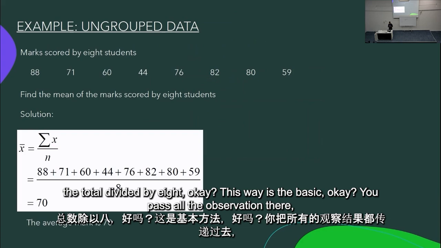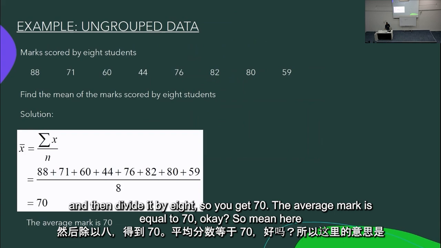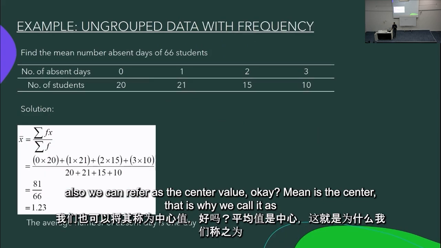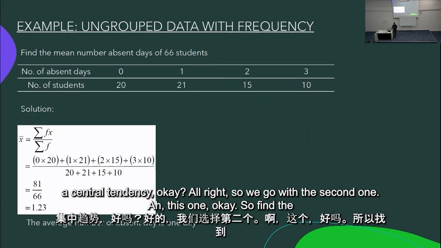You need to find the mean for this one, you just get the total divided by 8. This one is a basic. You add all the observations there and then divide by 8. So you get 70. The average mark is equal to 70. Mean here we can also refer to as the center value. Mean is the center. That is why we call it a central tendency. Alright, so we go with the second one.